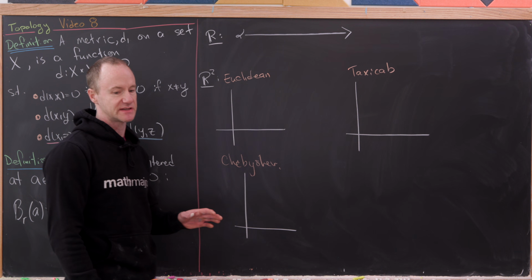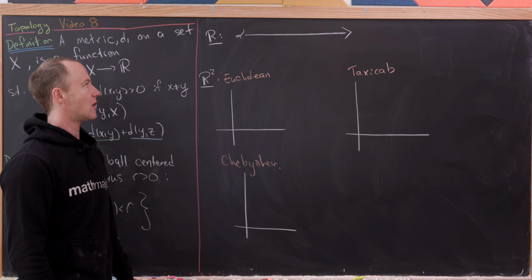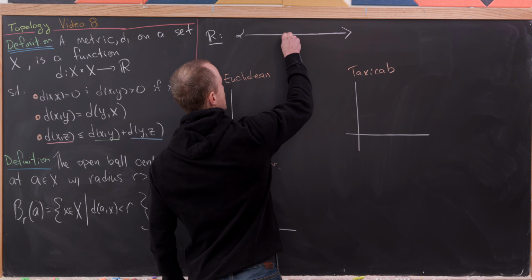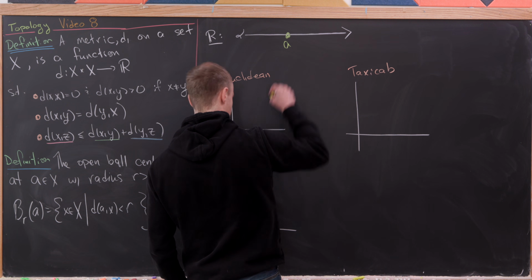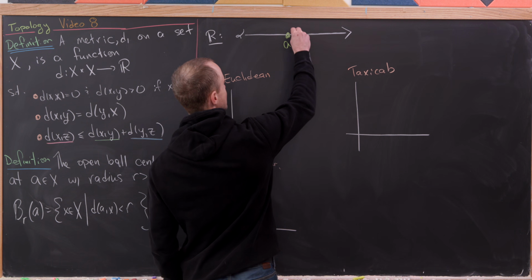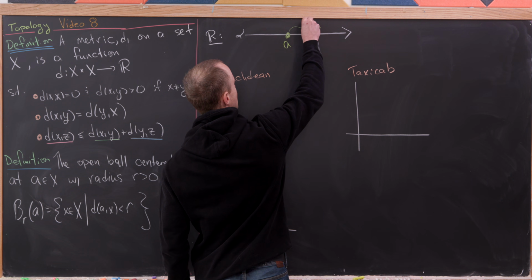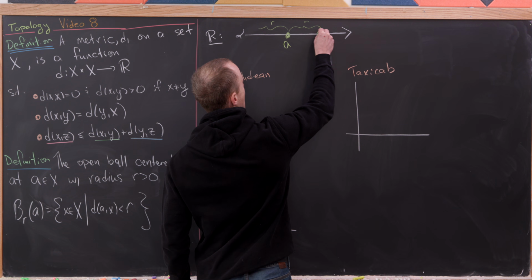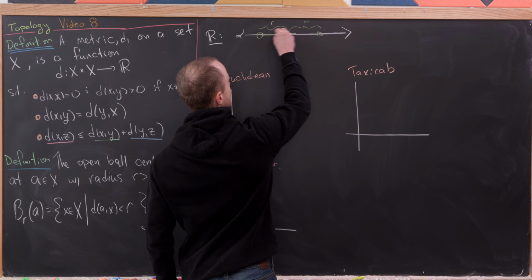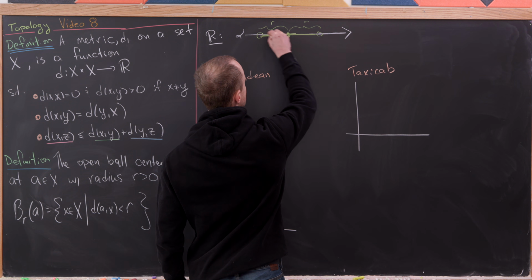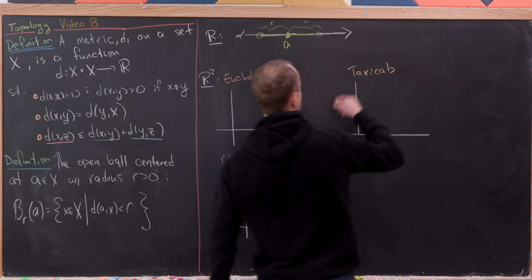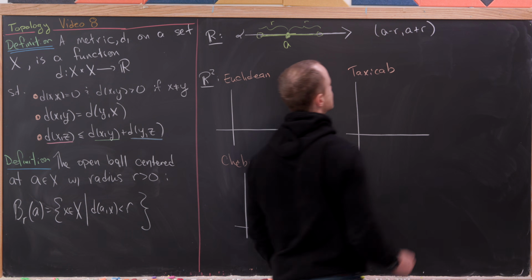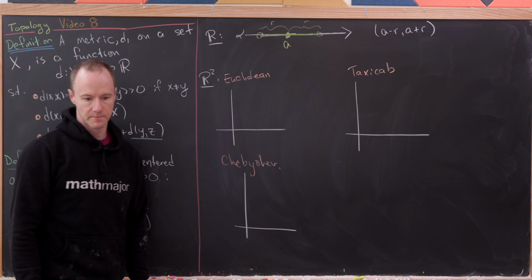So let's look at some examples. Let's say we take R with the Euclidean topology. If we go over here to some arbitrary point, then what we'll do is simply go R units to the right, and then R units to the left, and make an open interval. So this is going to be our open ball. We could pretty easily write that as the open interval A minus R to A plus R.